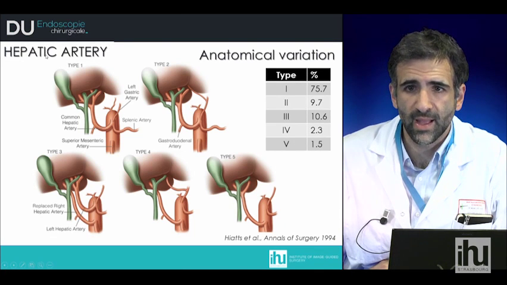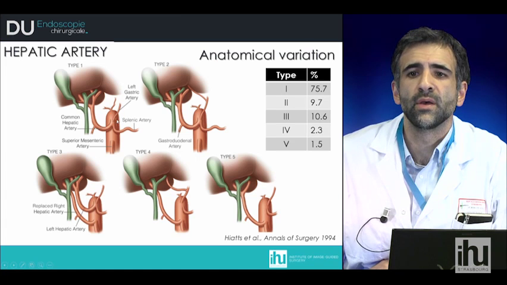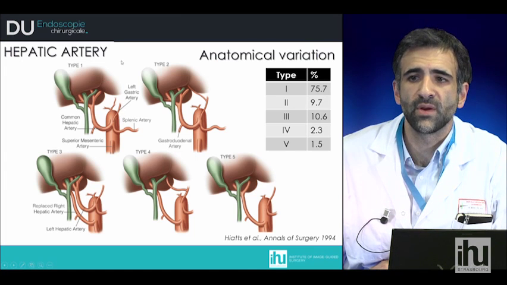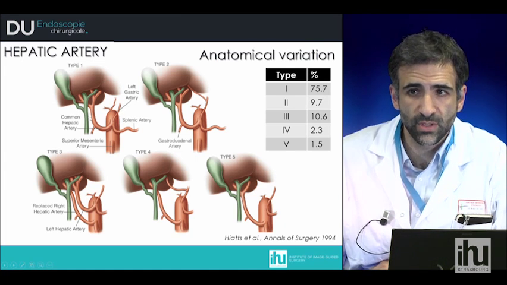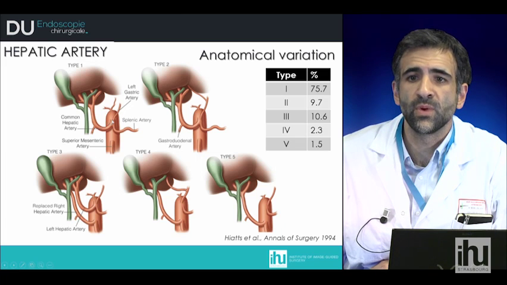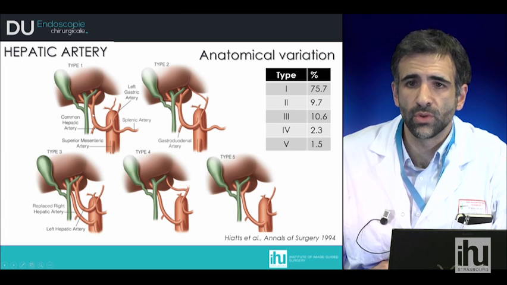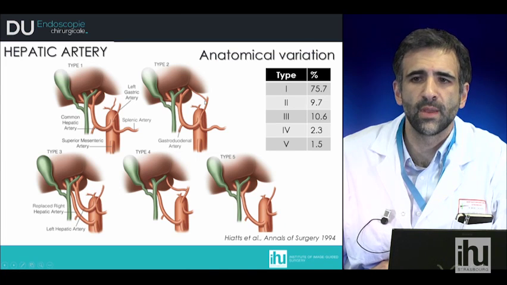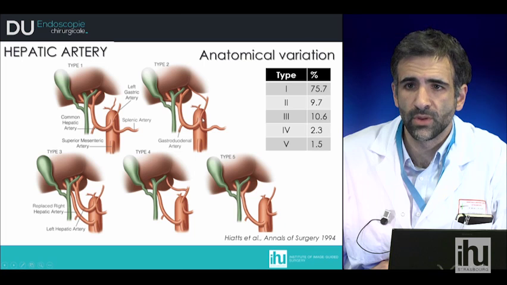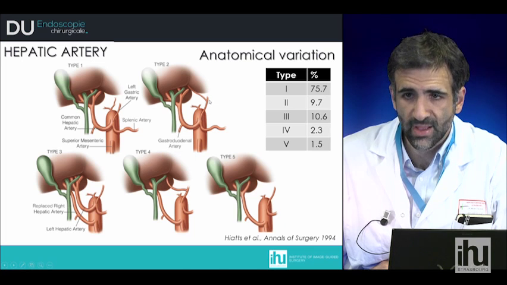Same problem for the hepatic artery. The hepatic artery could have different situations. We identify 5 different situations. The typical one is the one with the hepatic artery which is spreading from the celiac trunk and going into the liver. In other cases, we have a left hepatic artery which comes from the left gastric artery.